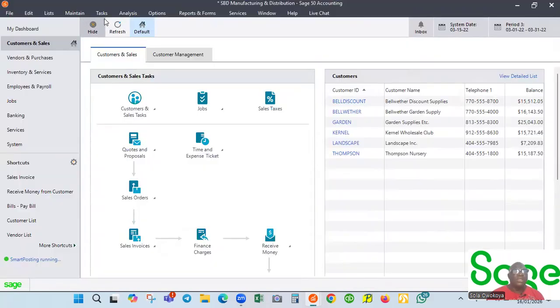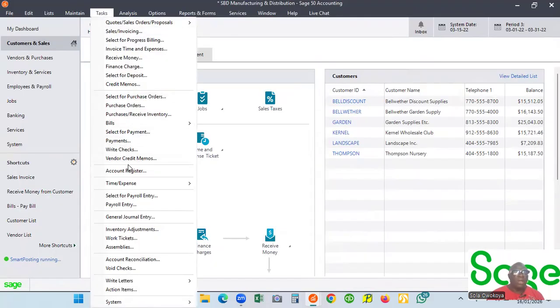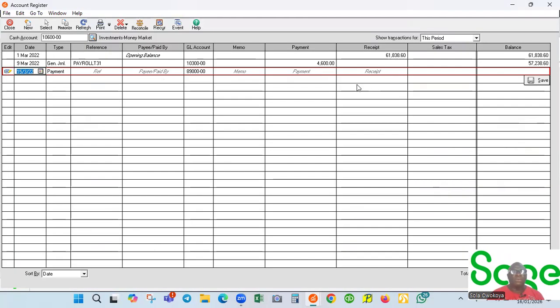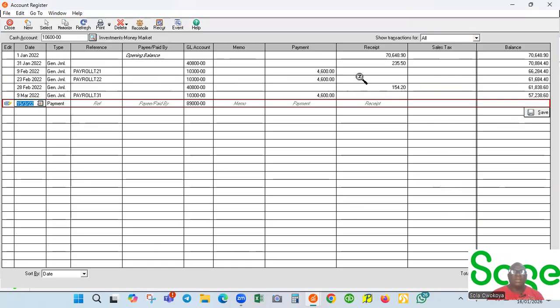Also, you can use this software to do what we call the account register, to monitor what is going on. Let me pull out information here. You can see the money that you are receiving and the money that you are paying out. You can use it to track your daily cash.